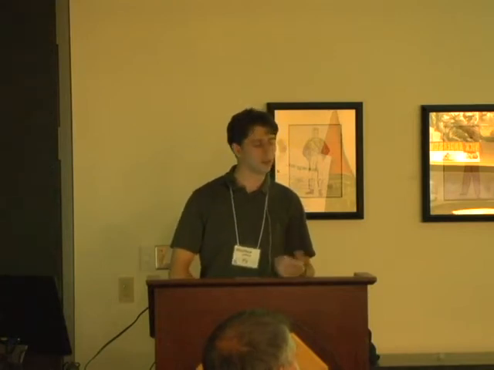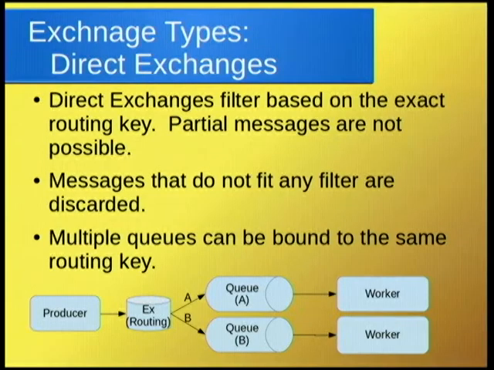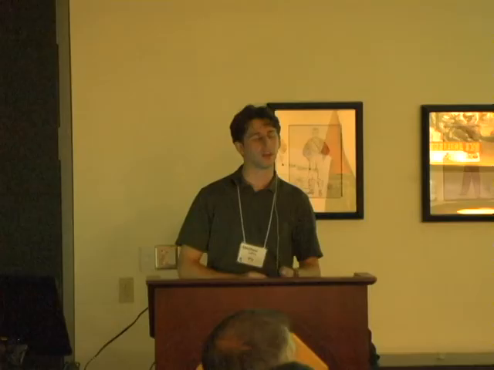Moving forward, we take a look at the direct exchanges. Direct exchanges are your basic filtering tool. These are how you say, okay, I want messages to go to location A, but not location B. They take a routing key when the queue is bound to them. Anytime a message is passed in that has a published routing key that matches one of these filters, it will go to that queue. You can bind multiple queues to a single routing key.